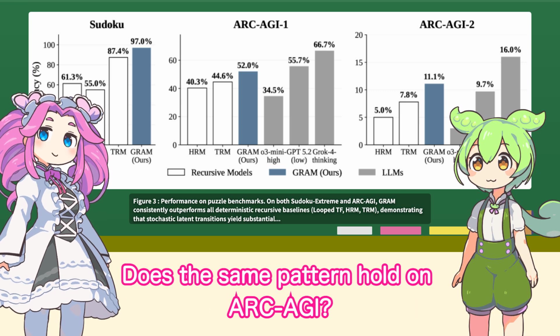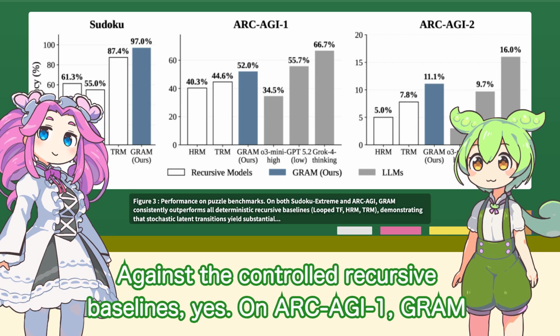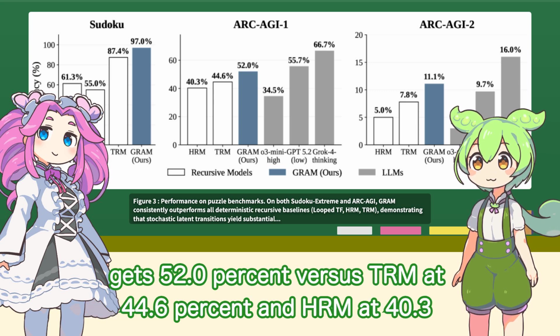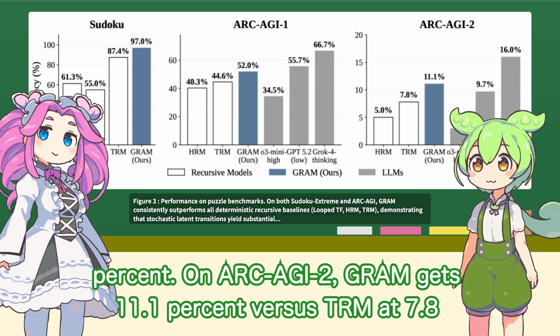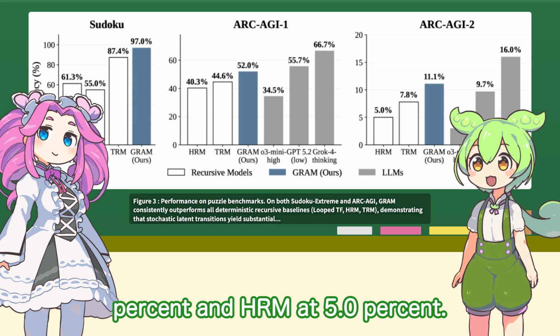Does the same pattern hold on ARC-AGI? Against the controlled recursive baselines, yes. On ARC-AGI-1, GRAM gets 52.0% versus TRM at 44.6% and HRM at 40.3%. On ARC-AGI-2, GRAM gets 11.1% versus TRM at 7.8% and HRM at 5.0%.